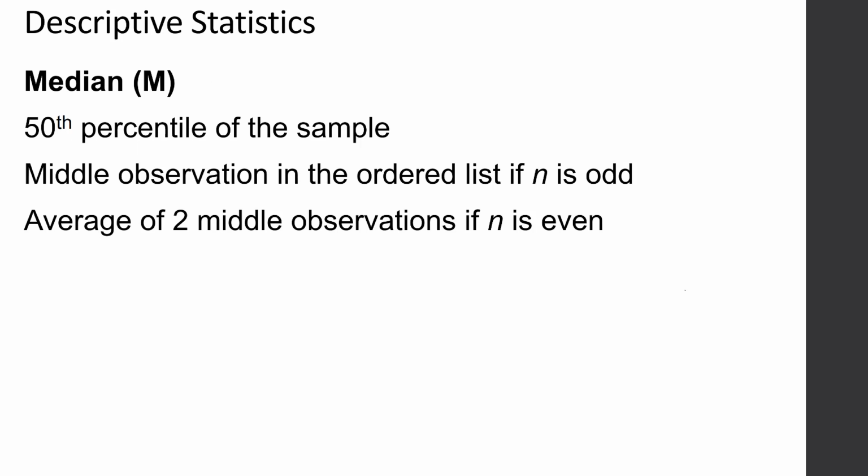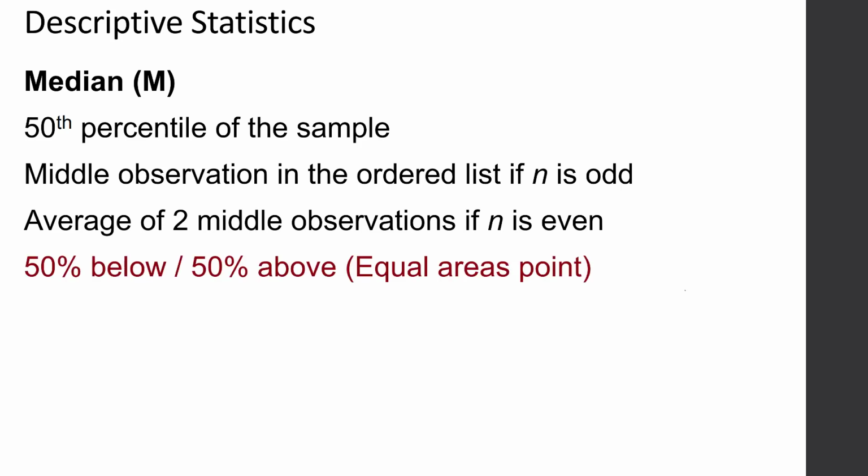The median is the 50th percentile of the sample. Usually we denote that with a capital M. It's the middle observation in the ordered list if n is odd, and it's the average of the two middle observations if n is even. We're going to think about the median as the equal areas point. It doesn't care about whether the distribution is balanced. It just cares that half the observations are above it and half the observations are below.